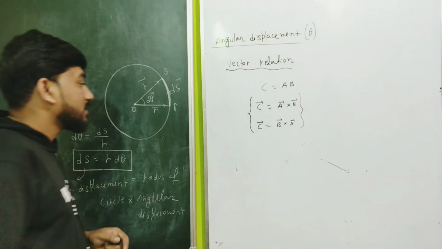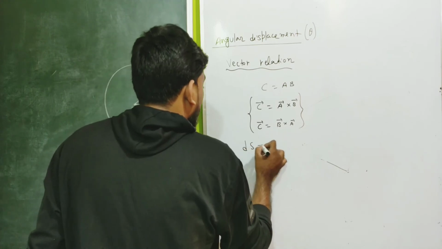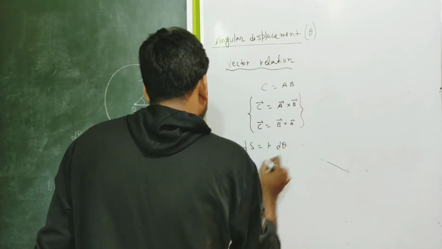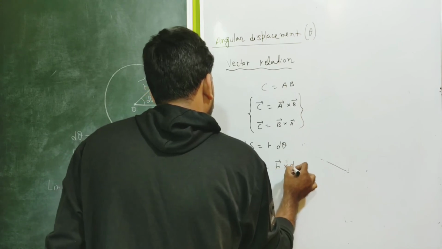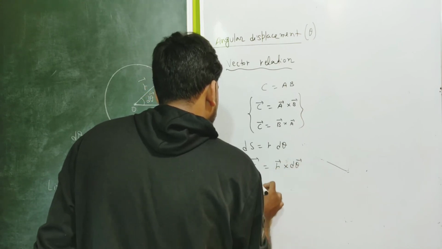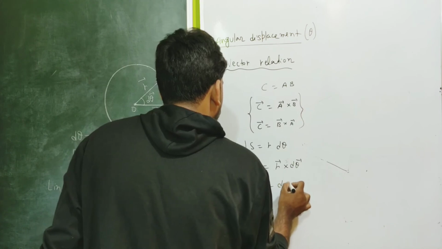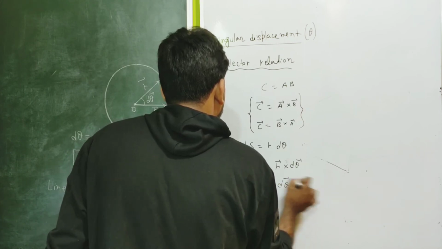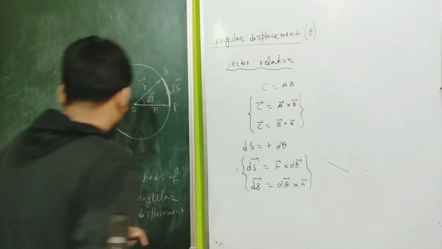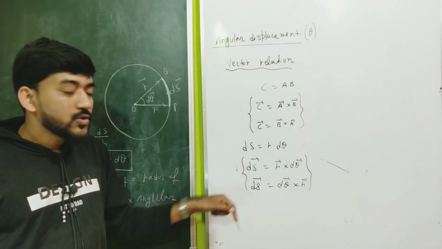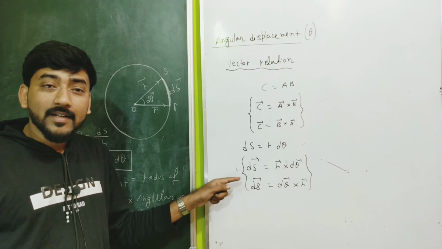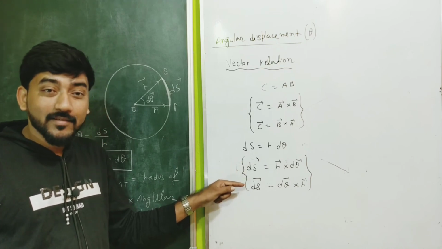Here the relation is ds is equal to r d theta. So you can write, if you want, that ds is equal to r cross d theta. And obviously if you want, you can also write that ds is equal to d theta cross r. At least initially this relation suggests these two kinds of relation. Now which one will be correct? Which one do we have to take?